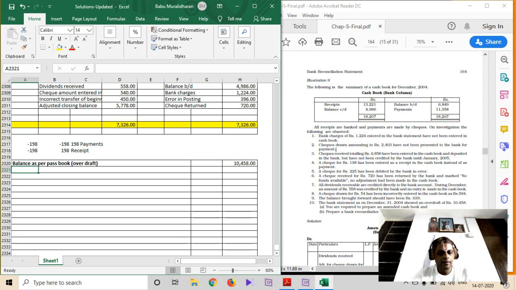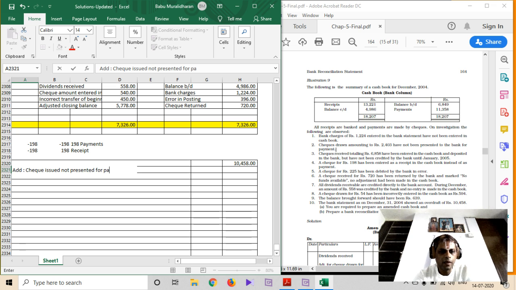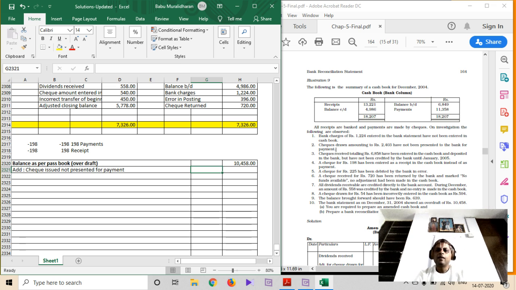Right? We have to add. Check issued, not presented for payment. Why do we have to add it? The cash book overdraft has increased because the check is already issued, whereas in the passbook it does not have an impact because the check is not presented for payment. So you have to add to bring it to the cash book balance, right? We're starting from the passbook balance, so I have to arrive at the cash book balance. The passbook is showing a lesser balance, the cash book is showing a higher balance, so add it to bring it to the cash book balance. So 2,403.